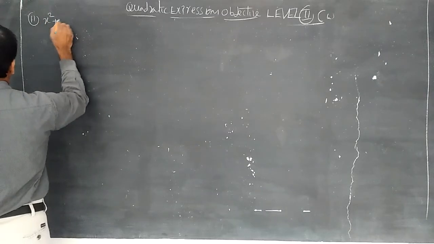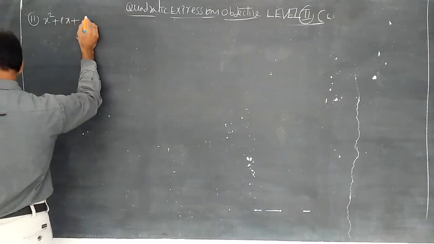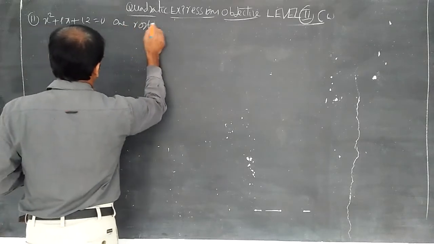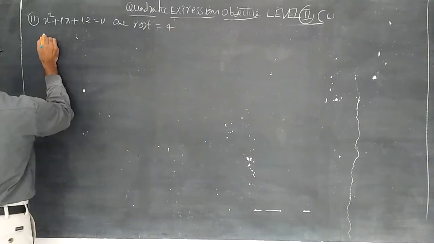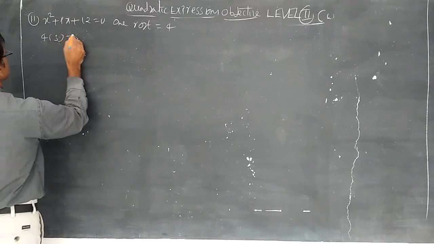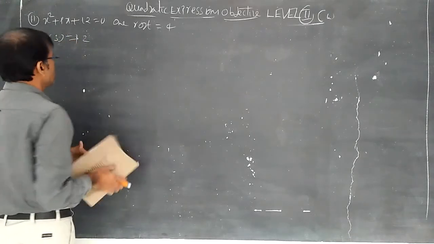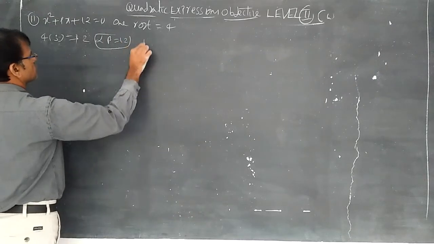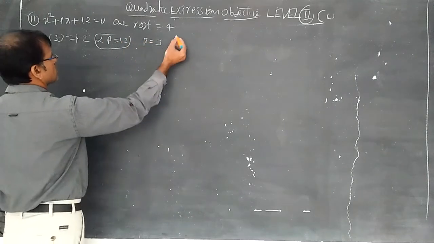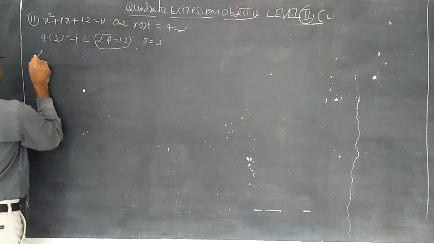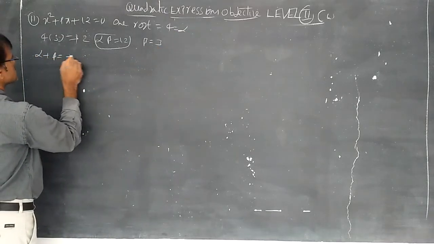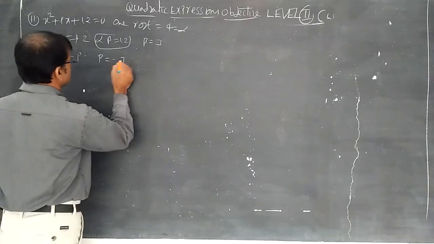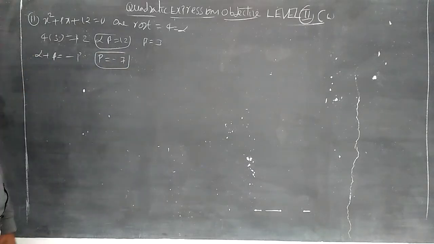X square plus bx plus 12 equal to 0. One root is equal to 4. Students try to understand in logical thinking, 4 into 3 equal to 12. Alpha beta is equal to 12, the product concept. So another root beta equal to 3 you can write directly. Now you can use alpha plus beta, sum of roots, is equal to minus p. So p is equal to 4 plus 3 is 7. So p is equal to minus 7.